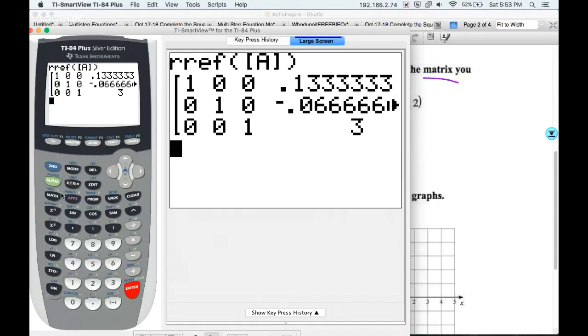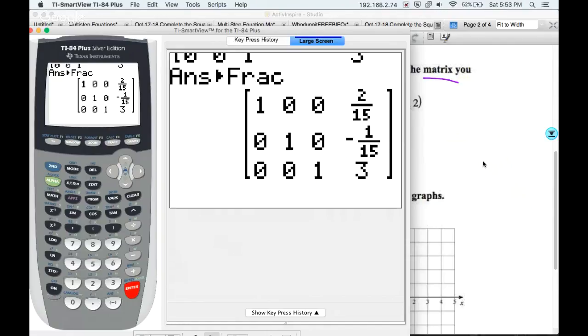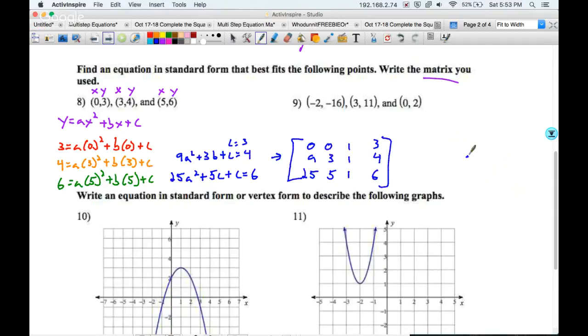I don't like these long decimals, so I'm going to go math, enter, enter, to turn them into fractions. So A equals 2/15, B equals -1/15, C equals 3. Turn that into an equation. Y equals 2/15 x squared minus 1/15 x plus 3 is the equation that would go through those 3 points.